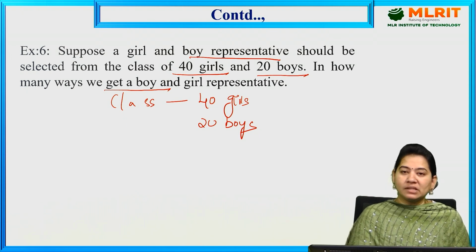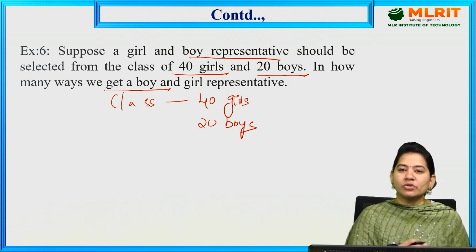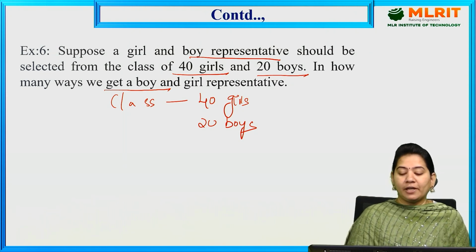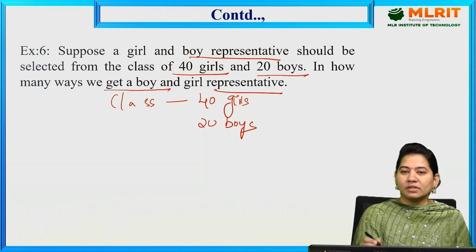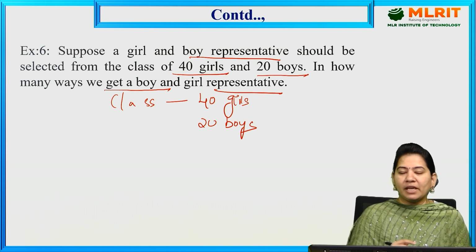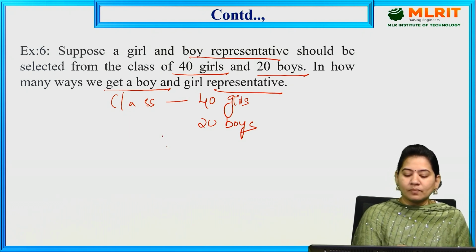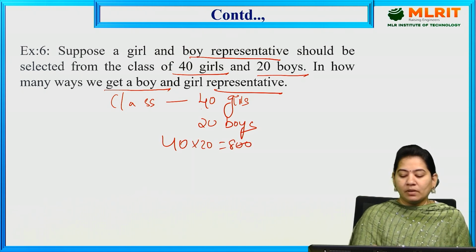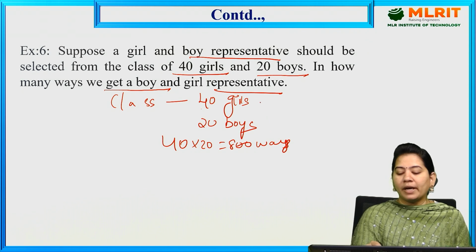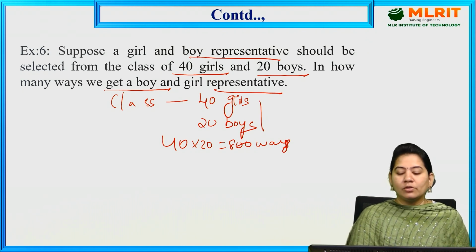In the previous session's question, we had to select only one student as CR from boys and girls altogether, meaning either a boy or a girl. But here, one from girls and another from boys we have to get. To get the class representatives, I am taking one from girls and another one from boys. So obviously we'll have 40 into 20, which is equal to 800 ways we can select a boy and a girl representative out of these 40 girls and 20 boys.